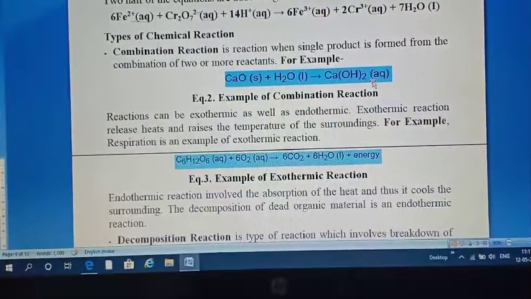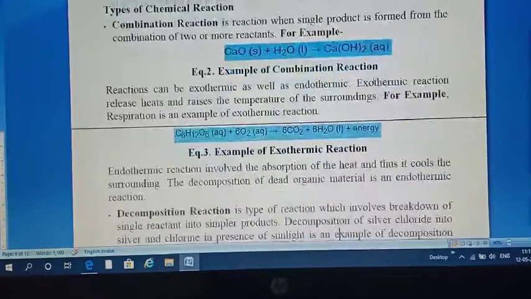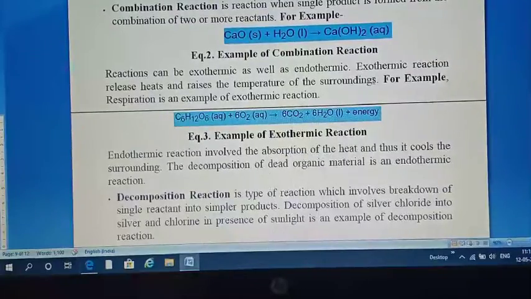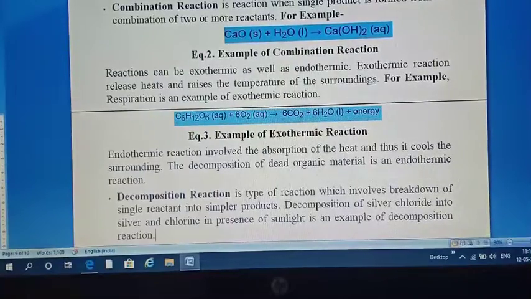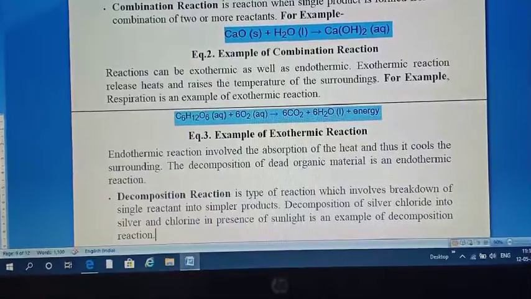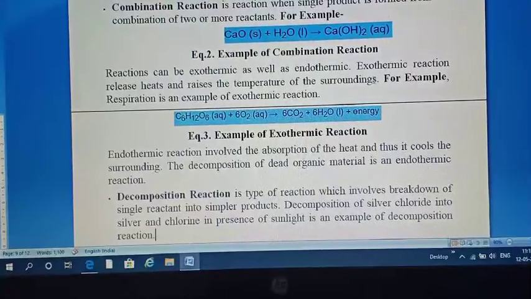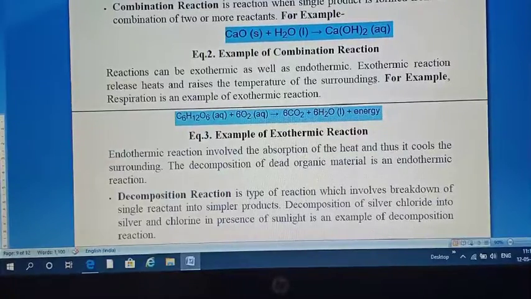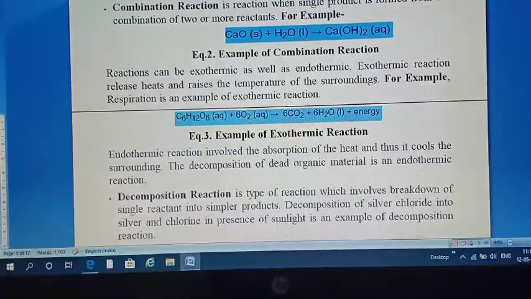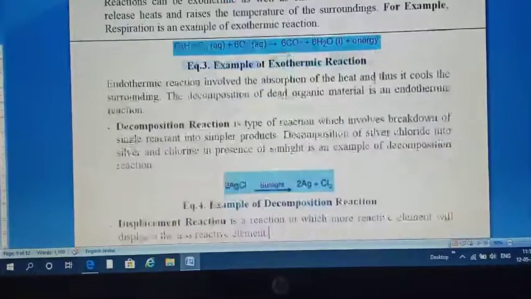Now let's see the types of chemical reactions. The first one is the combination reaction. From the name combination, you can identify what happens in this reaction. In this reaction, two or more reactants combine with each other and form one new product. Here you can see calcium oxide and water react with each other and form calcium hydroxide.